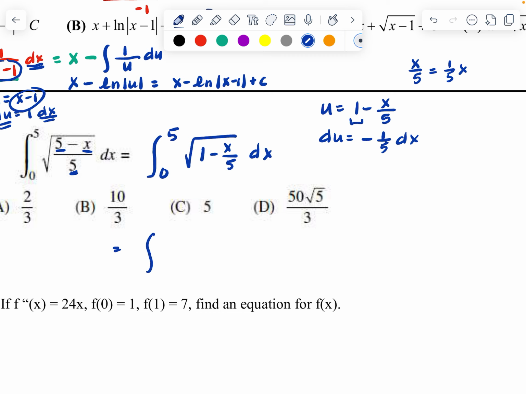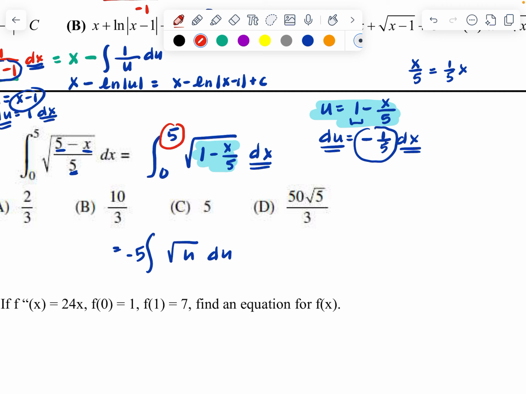So I'm at the integral of the square root of all of this right here became your u, right? So that's the square root of u. Now your dx is going to become your du, but then I have this leftover negative 1/5, so I have to multiply by the reciprocal of that, which is negative 5. Okay, now boundaries. Yeah, I need to change those.